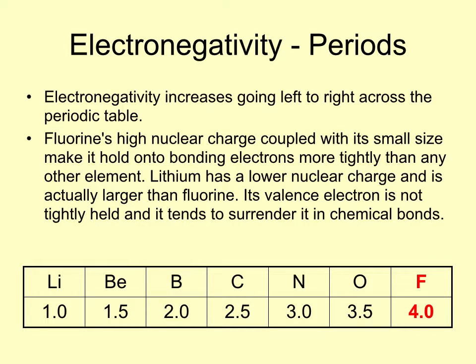Lithium, on the other hand, has a lower nuclear charge because it has fewer protons and is actually larger than fluorine, so it cannot hold on to those electrons as well. A way you would explain this with effective nuclear charge is to say that effective nuclear charge increases the attraction of the nucleus and therefore strengthens the attraction for those electrons. So fluorine has a higher effective nuclear charge than lithium does.